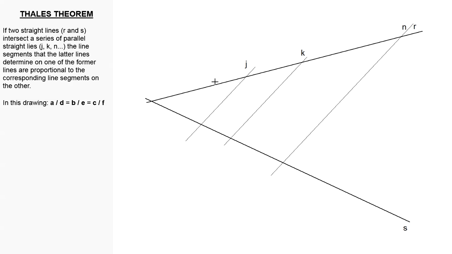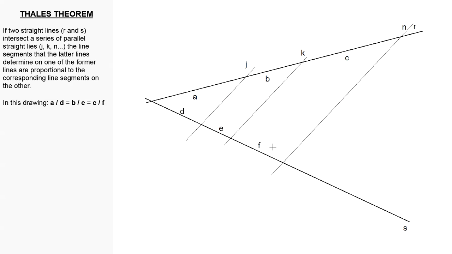The line segments that these lines J, K and N determine on one of the straight lines, line R, are proportional to their corresponding line segments on line S. The straight lines J, K and N parallel to each other determine the following line segments on line R: A, B and C, and these same lines J, K and N determine the following line segments on line S: D, E and F.